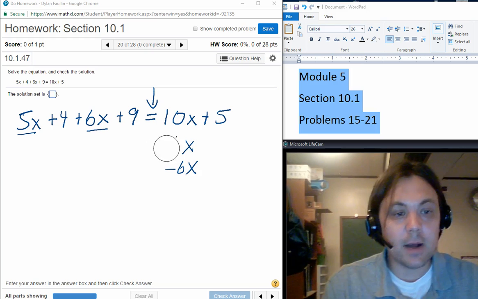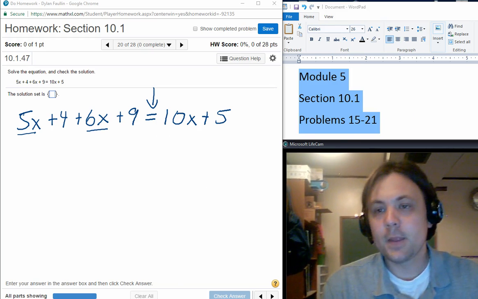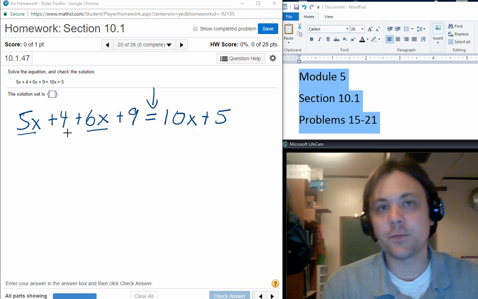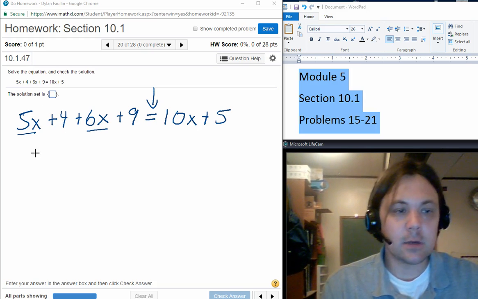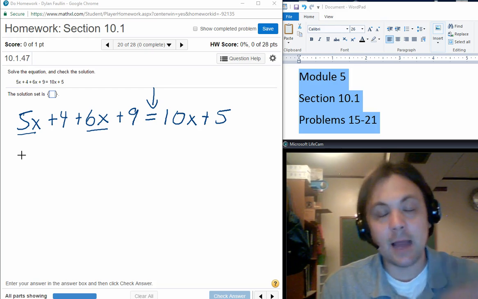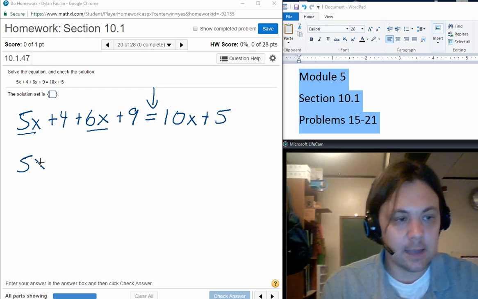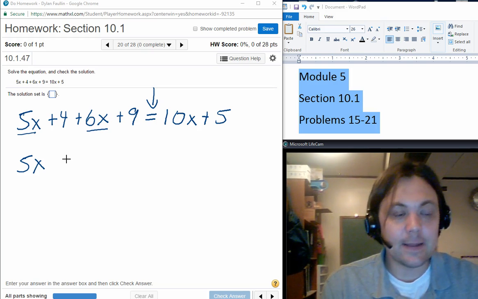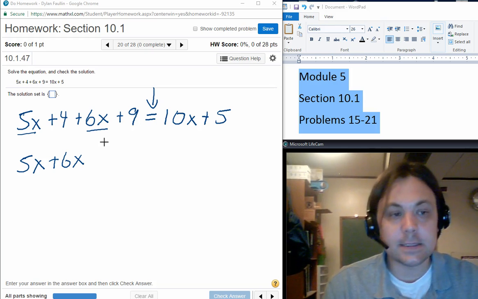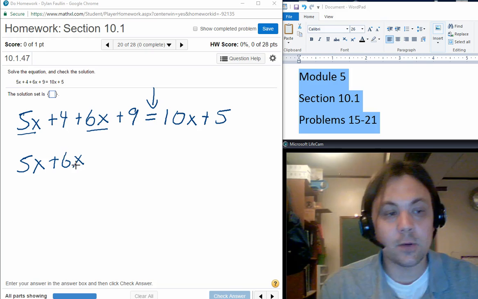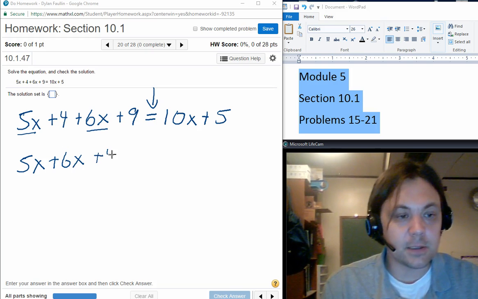All we have to do is combine them together. And you don't need to worry about the plus 4 in between them. These terms can be moved around, so sometimes I don't usually write this out, but the way you can think of it is like this. I can rewrite this as 5x, and then I'll put the 6x next. The order of these terms really doesn't matter. So if it makes you feel better to have them side by side, rearrange the order of these terms. Then I'll put the plus 4, and then I'll put the plus 9.